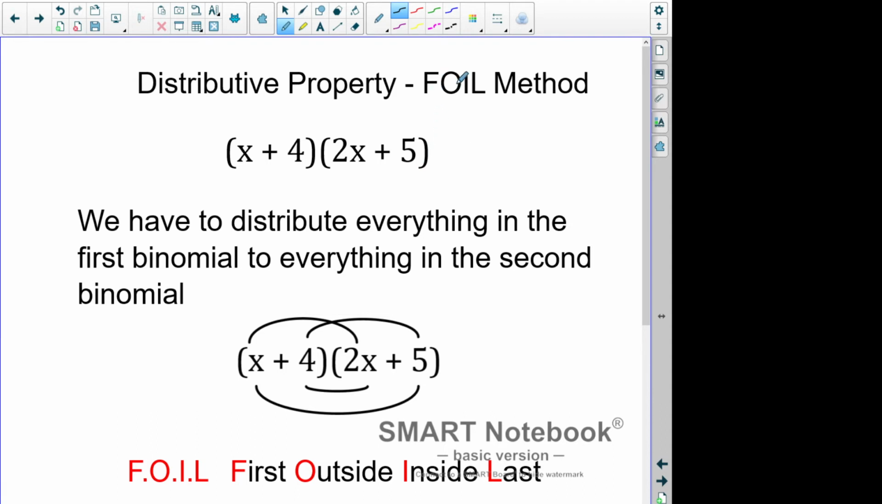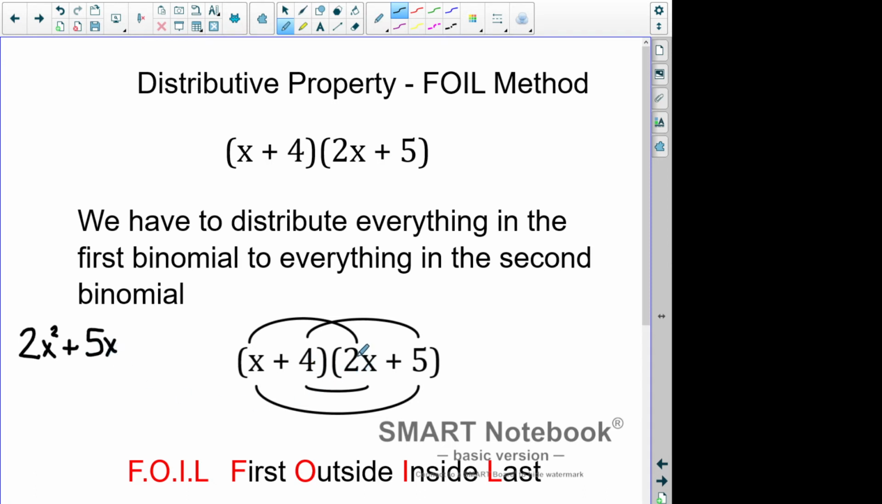And where this FOIL comes from is it's just an acronym. It helps you to remember that there's actually 4 things that you have to multiply together here. Okay, so you have to multiply the first items in each polynomial, right? So the first terms in every polynomial. So here I would have x times 2x. That would give me 2x squared. And then I have to multiply the outside terms, right? So the one on the left and the one on the far right. So that would be x times 5. That would give me 5x.